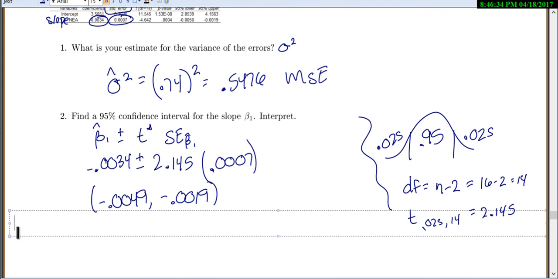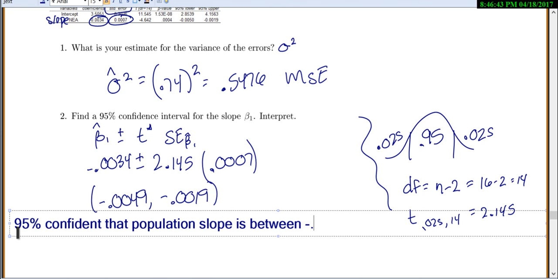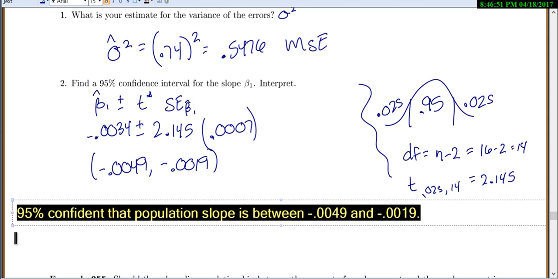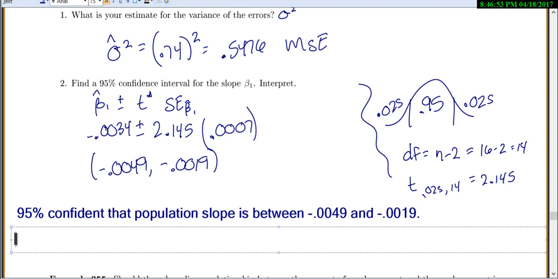To interpret this, the basic interpretation is we're 95% confident that the population slope is between negative 0.0049 and negative 0.0019. So that's just kind of your very basic, simple interpretation. But if you think about what slope means, if x goes up by 1, how much does y go up? So let's throw that in there.